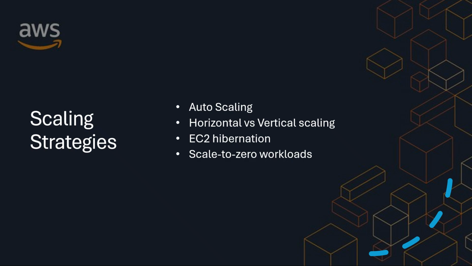Scaling plays a major role in compute cost optimization. Horizontal scaling adds more instances when required, while vertical scaling simply increases an instance size. Auto scaling ensures workloads scale only when needed and scale down during low traffic, which reduces waste. EC2 hibernation allows long-running workloads to pause and resume without paying for compute during downtime. Serverless workloads automatically scale to zero, offering the best cost optimization for intermittent tasks.